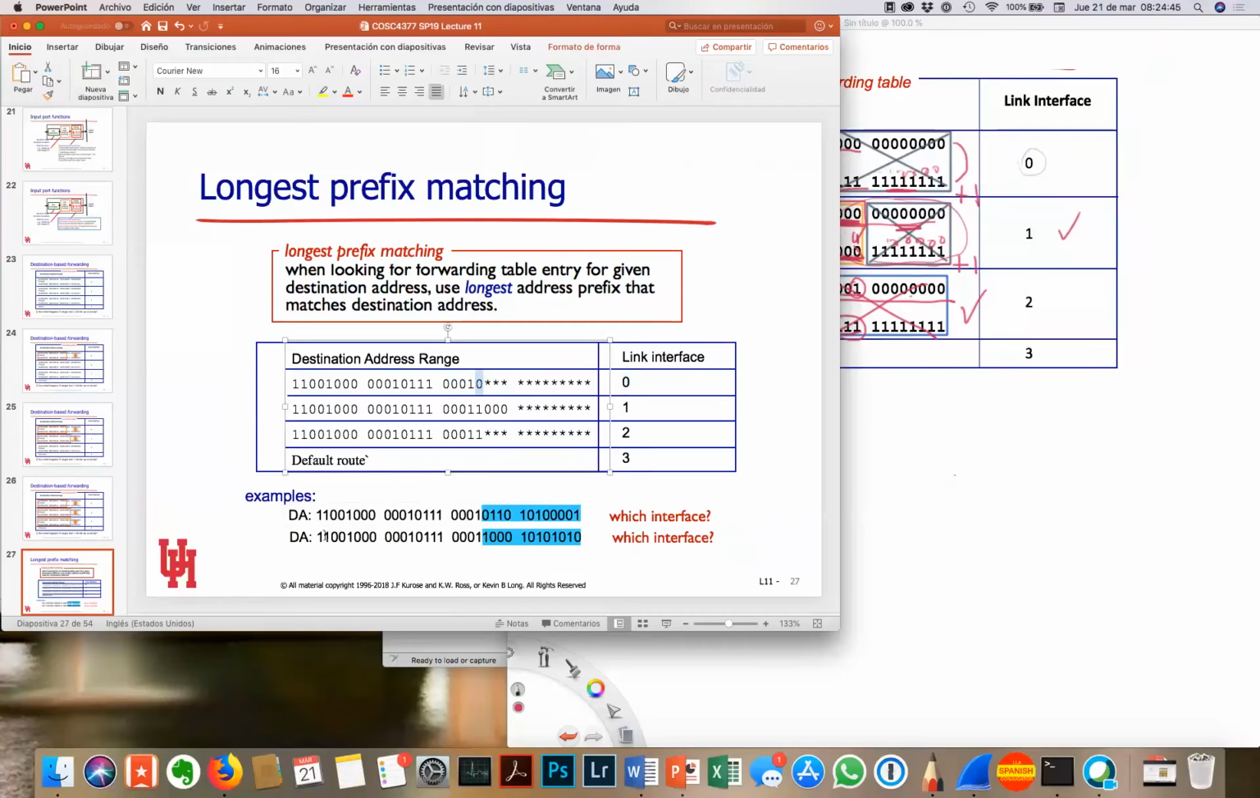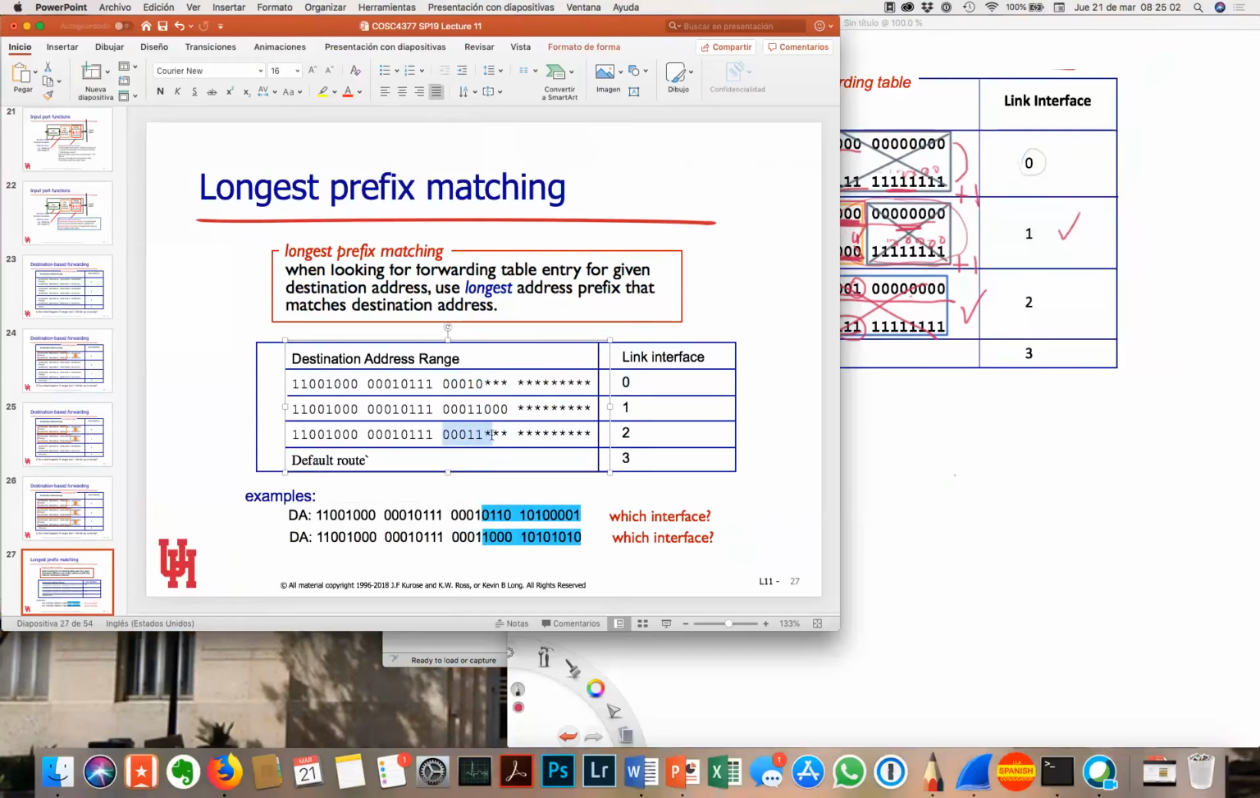What about the next one? It has a 1, 0 in blue. So this one is 1, this one is 1, 0. This one is 1, asterisk. That also matches 1, 0. The asterisk means it'll match anything. So I need to keep going a little bit. I don't know if it matches this one yet. It's 1, 0, 0, 0. That matches this one. All right, that's longer than this one, so this is a better match. I will send it out over port 1, for example.